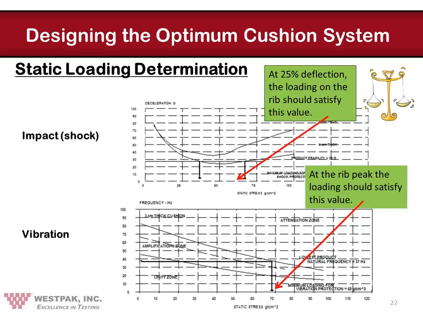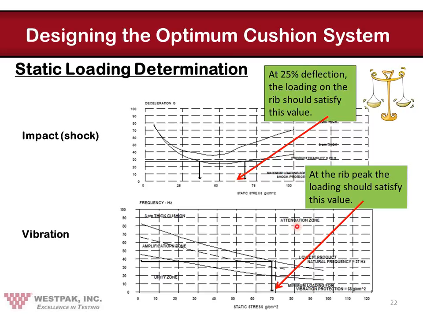Okay. Here's a graphical representation of how that same thing might work. On this cushion curve, impact curve, we see that the proper loading might be between 0.37 and 0.70, in this particular case, grams per square centimeter. But then we see that for vibration, we need a loading of at least 68 or more grams per square centimeter in order to achieve loading that's inside of this attenuation zone, which is exactly where we want to be.